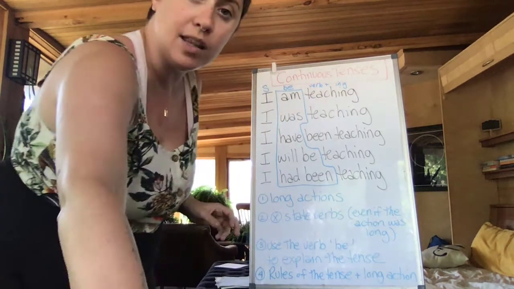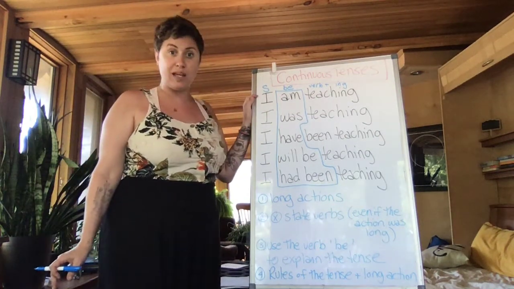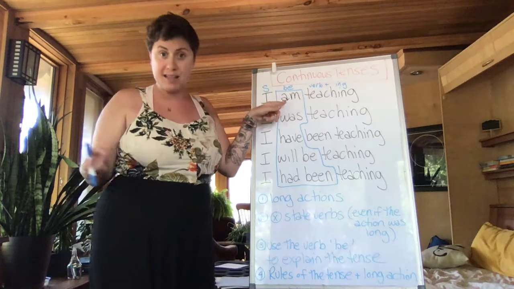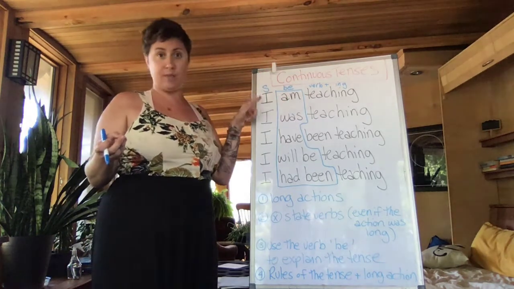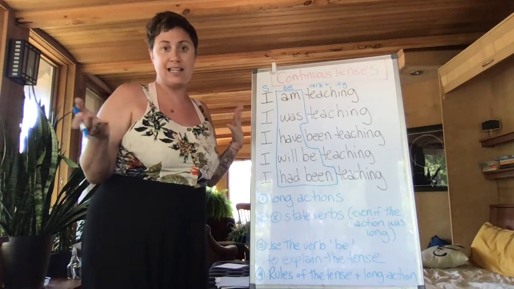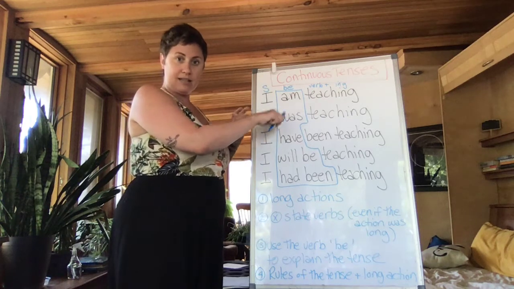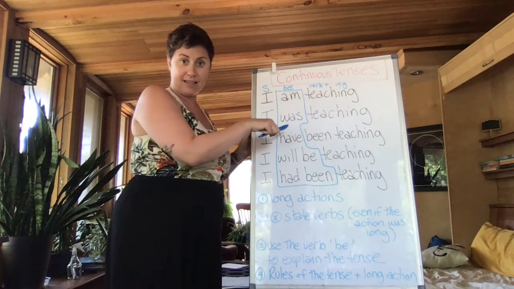So in the present continuous, the verb to be is in the present tense, and it agrees with the subject. I am, you are, he, she, it is, etc. In the past continuous, the verb to be is in the past, simple past.